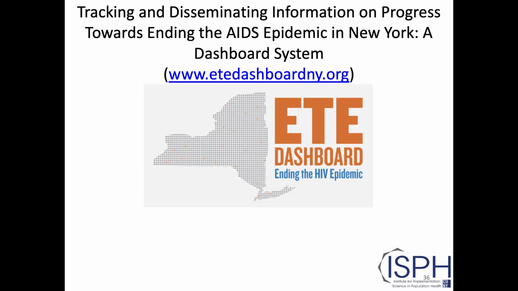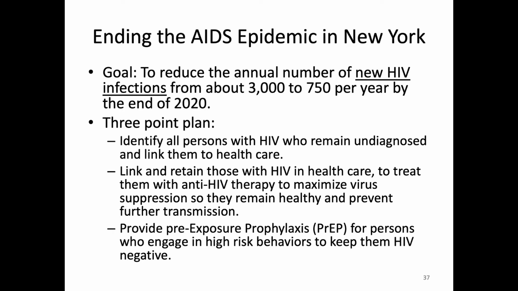Let's talk about an application of the surveillance data that the Institute for Implementation Science and Population Health has been at the helm of. And this has been the Ending the AIDS Epidemic in New York Dashboard. And please go to the link here and take a greater look. A little background on the Ending the AIDS Epidemic in New York. The goal was to reduce the annual number of new HIV infections in New York from 3,000 to 750 per year by the end of 2020.